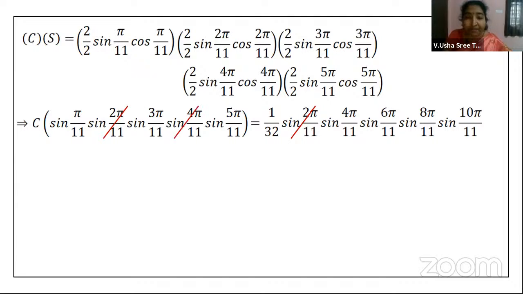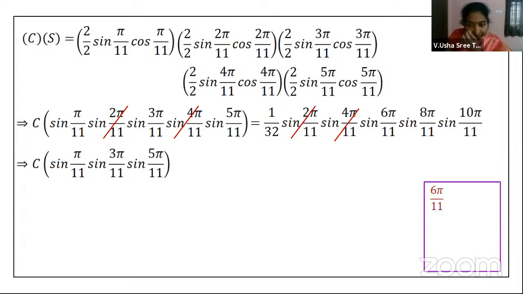And what else you have? Sine 4 pi by 11 also you have, they get cancelled. Now what is it that you are left with? You have c into sine pi by 11, sine 3 pi by 11, sine 5 pi by 11. You don't have the same terms over here. Now what we will do, we will try to write 6 pi, 8 pi and 10 pi by 11 in the format where you can see pi, 3 pi and 5 pi. Now how is that possible? We will look into this.